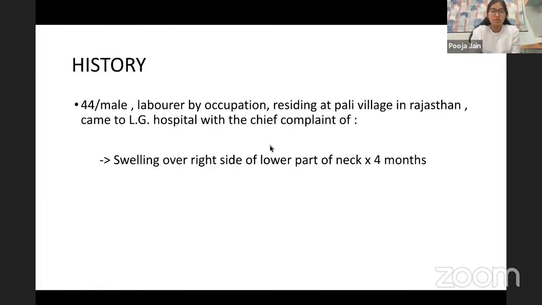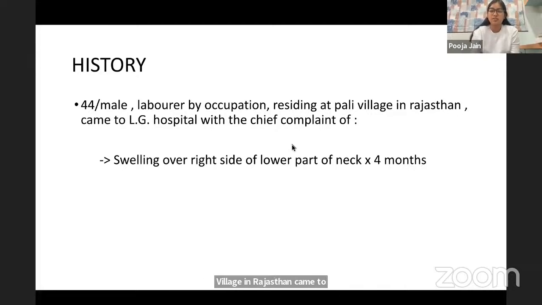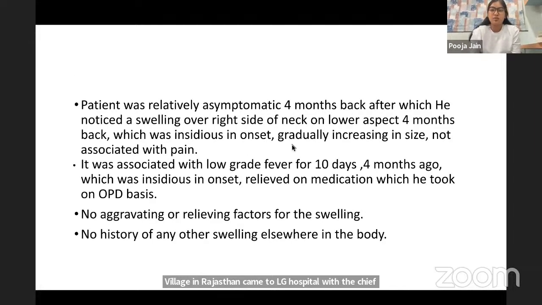Sir, I'm presenting a case of a 44-year-old male, a laborer by occupation residing in Pali village in Rajasthan, who came to LG Hospital with the chief complaint of swelling over the right side of the lower part of the neck since 4 months. Patient was relatively asymptomatic 4 months back, after which he noticed a swelling over the right side of the lower neck, which was insidious in onset, gradually increasing in size, not associated with pain.